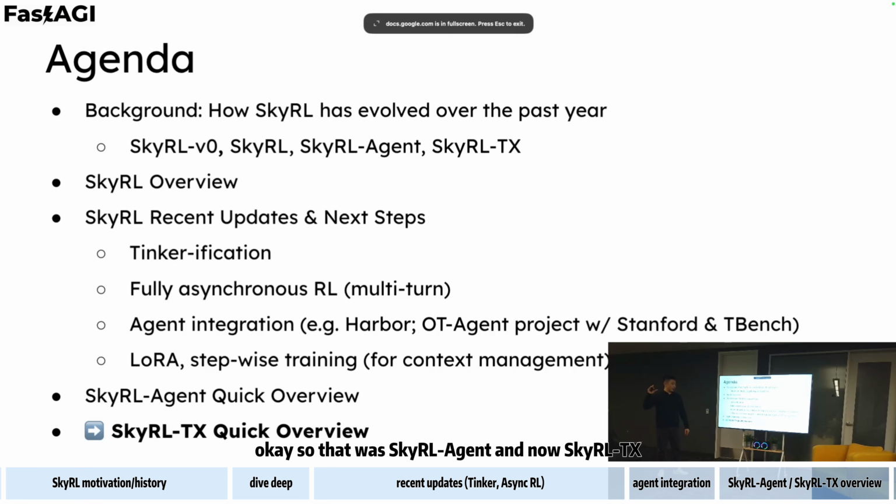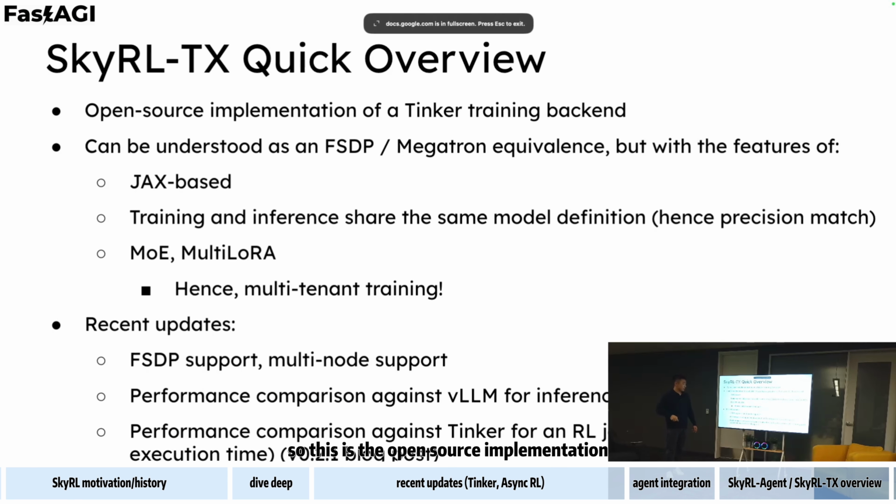Okay, so that was SkyRL agent, and now SkyRL-TX, a quick overview. This is the open source implementation of a Tinker training backend. You can understand it as being on the same abstraction level as FSDP or Megatron, but with the feature of being JAX-based, meaning that you can do GPU or TPU or potentially in the future Trainium. Another is that training and inference share the same model definition, so inherently there's no precision mismatch.